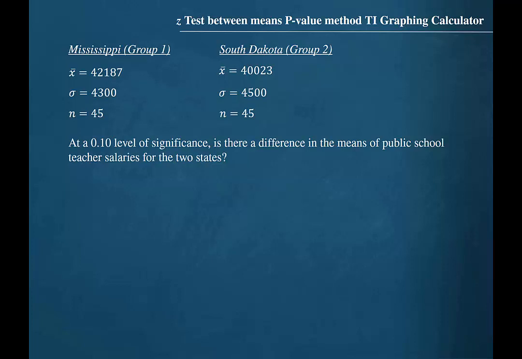In order to do so, we will need to organize some of the information from the problem. We will assign the measures for the public school teachers from Mississippi to Group 1 and the measures for the public school teachers from South Dakota to Group 2. The information that we will need to input into the TI graphing calculator will be the sample means, the population standard deviations, and the sample sizes for the two groups. We will also need to specify in the TI graphing calculator that this will be a two-tailed test.